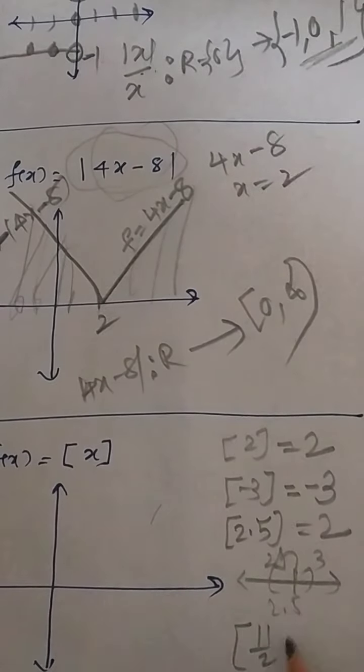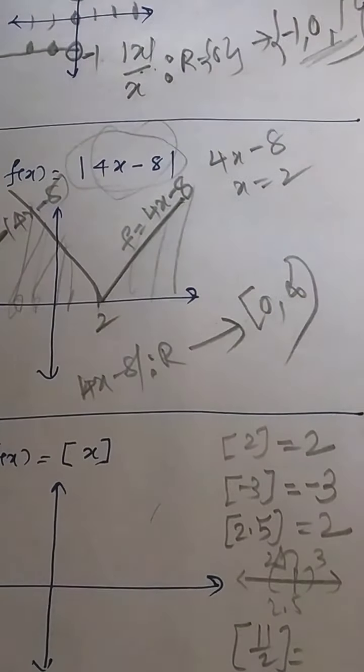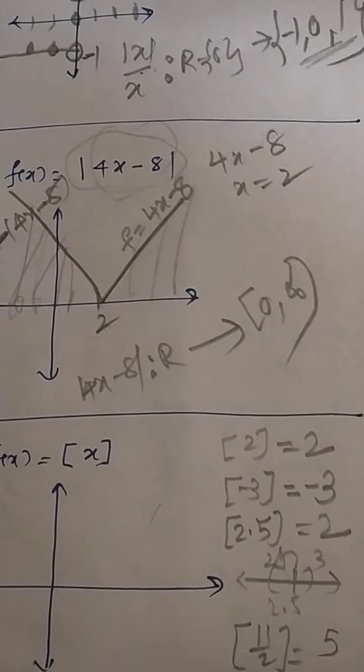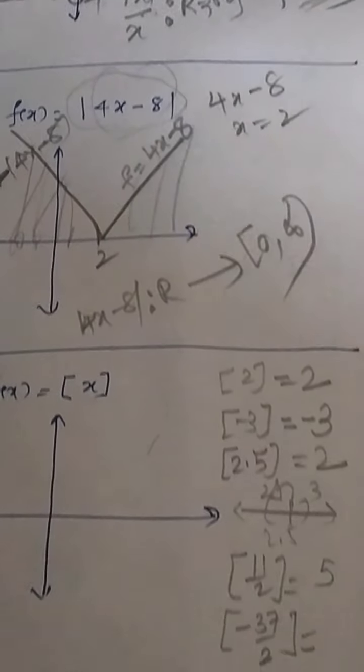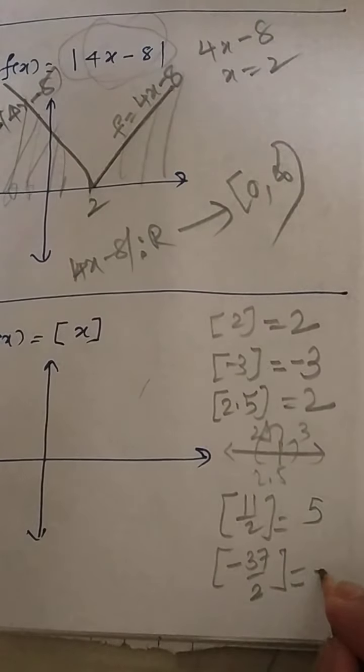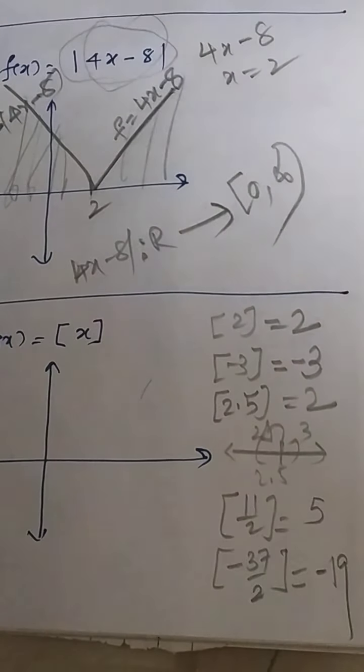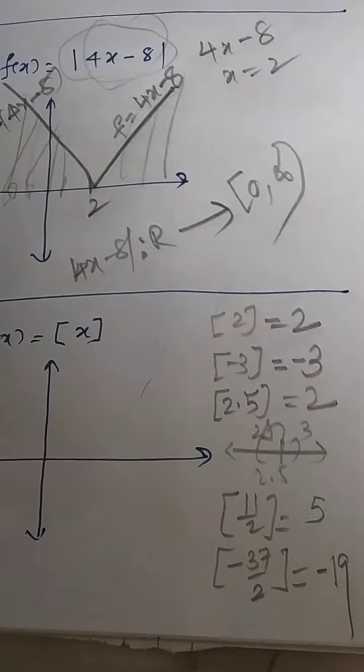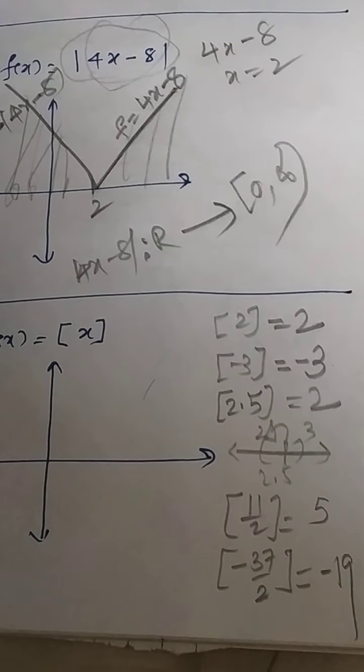Suppose 11 by 2 is there. It will be 5 point something, so the answer will be 5. For minus 37 by 2, it will be nothing but minus 18 point something, and on the left hand side you are looking at minus 19. Followed? Now the graph of this function I will be explaining.